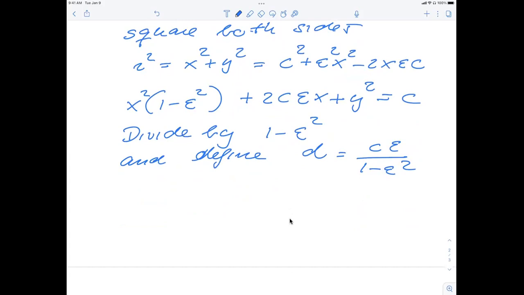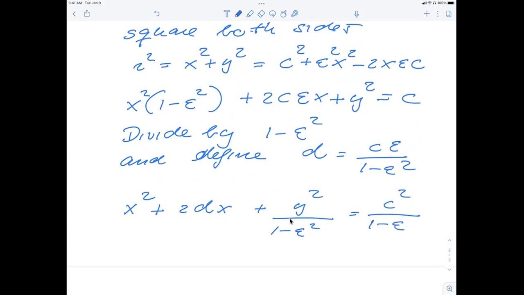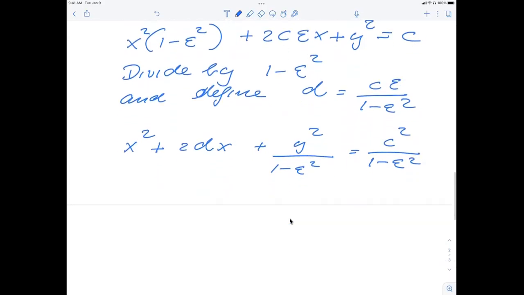We will get x squared plus, and now we have the c of epsilon of 1 minus epsilon squared, so we get 2 times d of x plus y squared. This contains 1 minus epsilon squared, and it is equal to this constant c squared of 1 minus epsilon. So c contains the angular momentum, the mass of the system, the gravitational constant and other constants which define the system.